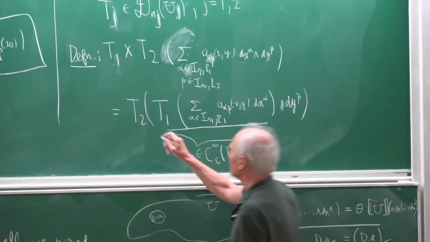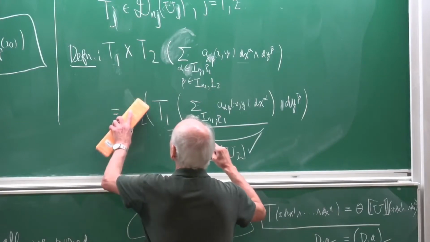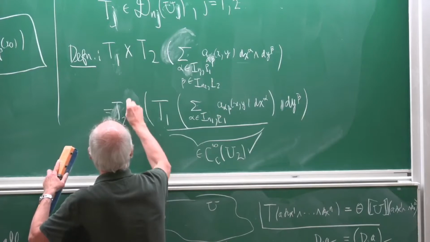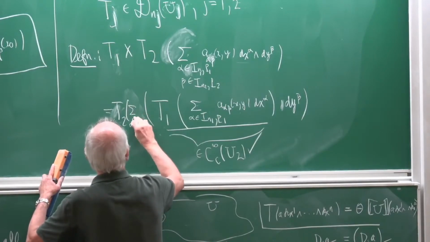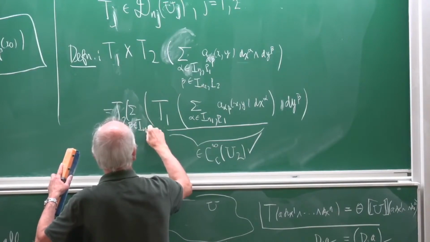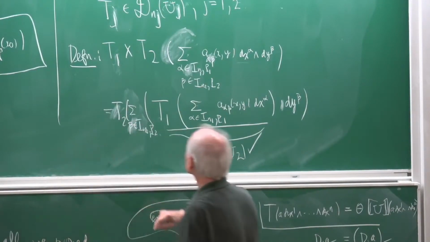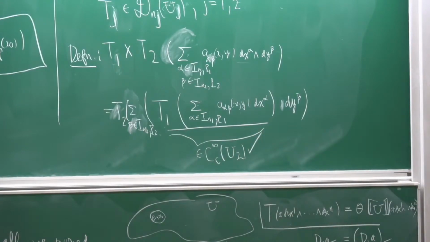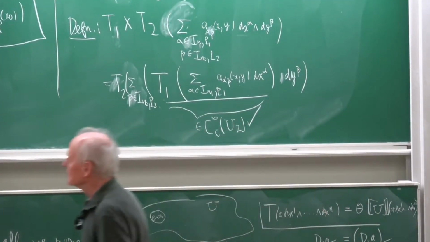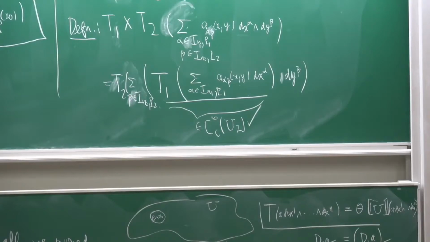Oops, I forgot to sum. Sum over beta in I(N2, P2) of this. Okay, so I left you something to check there, but it is true. So that's our definition.